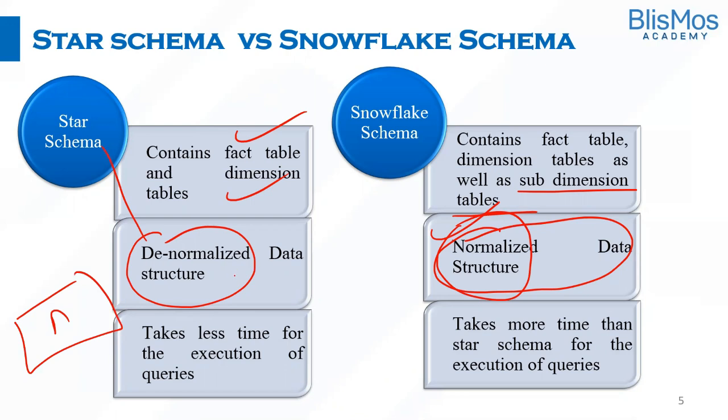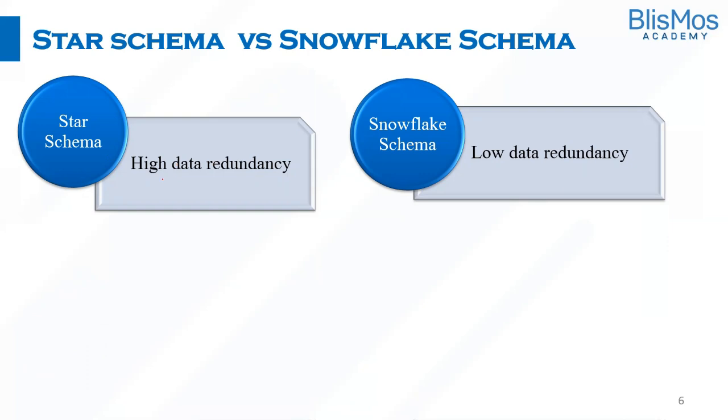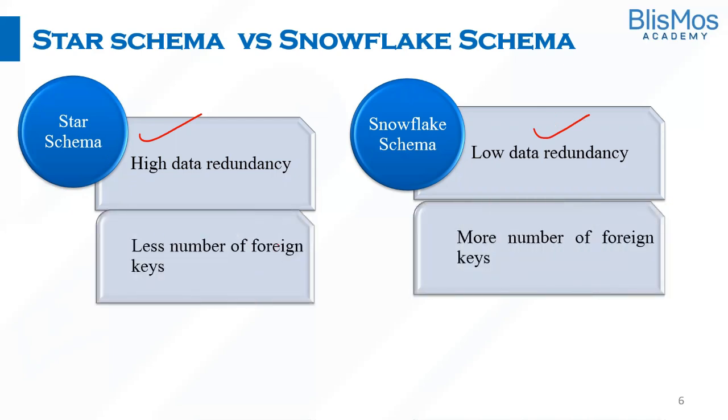With that, the amount of time taken to execute the query is less in star schema, but in case of snowflake schema, the amount of time to execute the query will be more because it has to join multiple tables. Because we are denormalizing the data here, we'll have more redundant data in star schema. And since we are normalizing, there'll be less redundant data in snowflake schema. Because the number of tables is less, obviously the foreign keys will be less. And because the number of tables is more, snowflake schema would have more foreign keys.